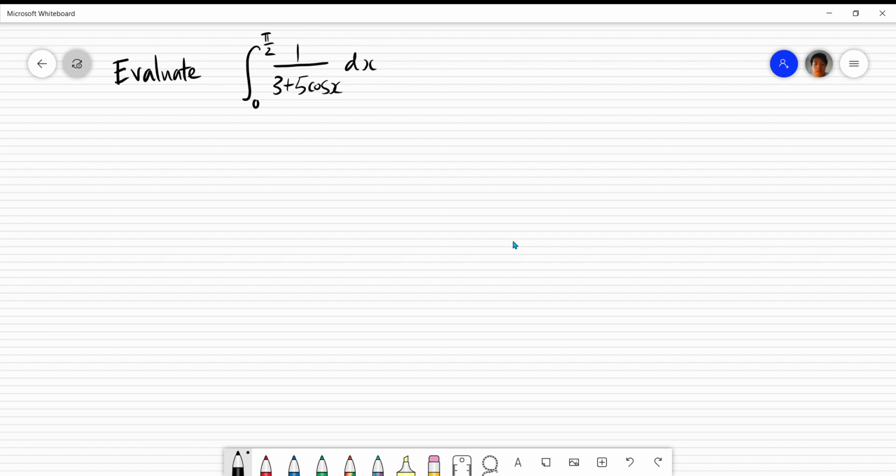There are a lot of things we could try. We could try a u substitution, maybe, or maybe do integration by parts. Doesn't seem like it would work out that well here. So what can we do? Well, certainly we would not have come up with this if it wasn't for some very smart people who came up with it first.